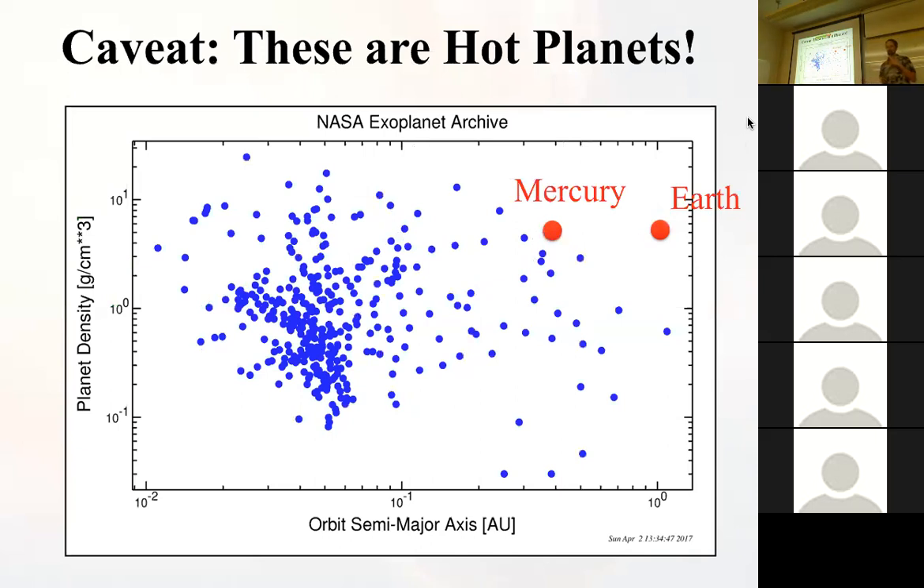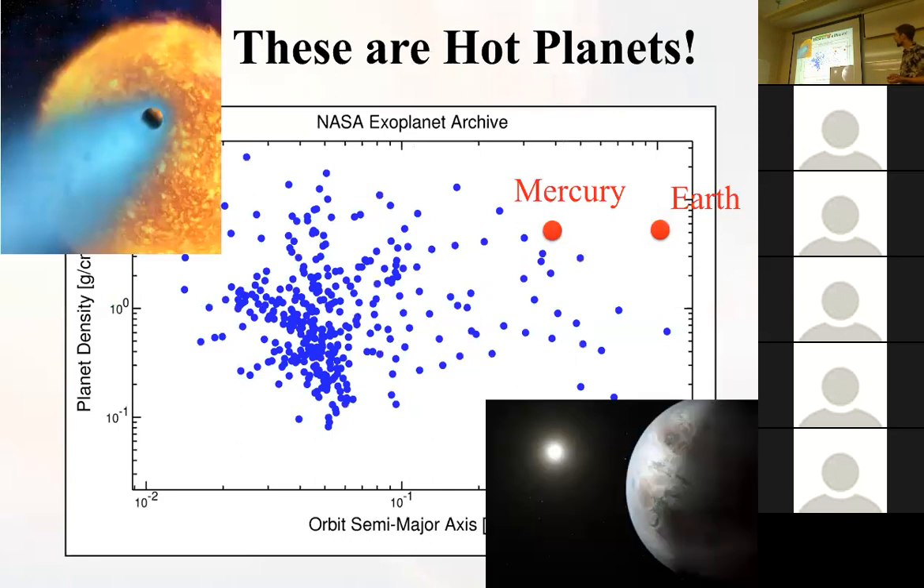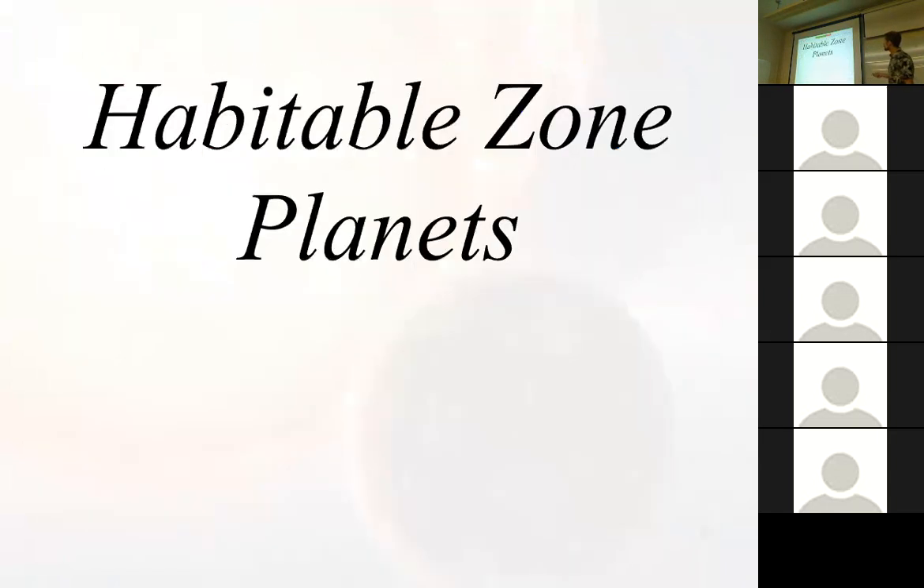So whenever we say we've learned something about the composition, we have to be careful because these don't look like this, sort of far away from the star, where things are nice and cool or just the right temperature. But they're very close in. They essentially receive a lot of incident flux from the stars. Okay, so I'll probably skip this and go to the habitable zone.